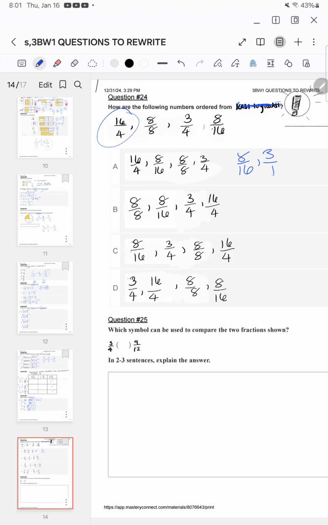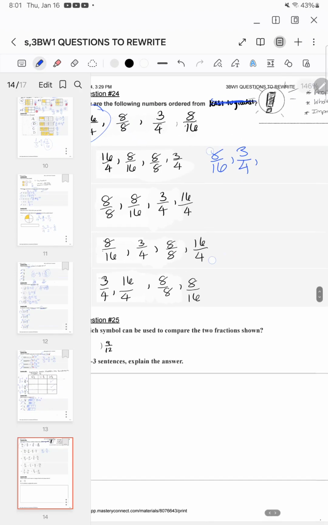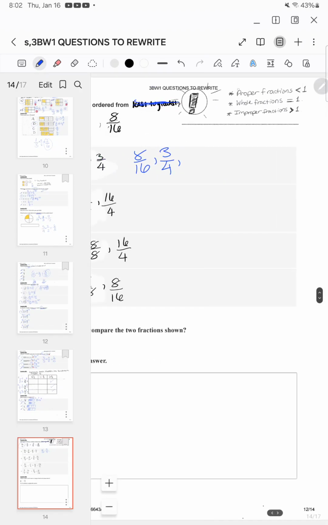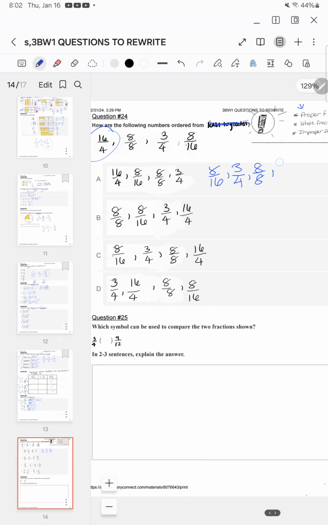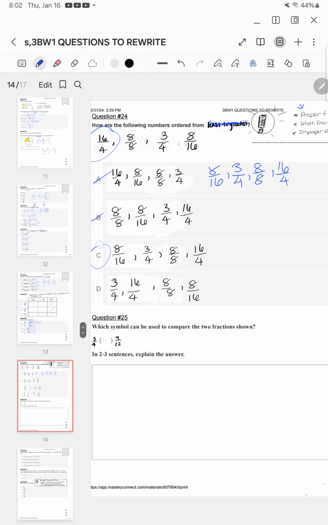Next, I also see another improper fraction. And again, all proper fractions are less than 1. So I got it right here. Proper fractions are less. Whole fractions are equal because anything divided by itself will always equal 1 anyway. And all improper fractions are greater than 1. So next will be the whole fraction that actually is equal to 1. And then the last thing, 16/4, which is actually equal to 4 because 16 divided by 4 is 4. So here I labeled it from least to greatest, and the only answer choice that matches that is C.